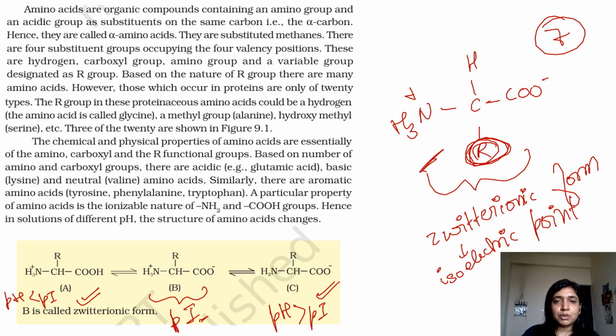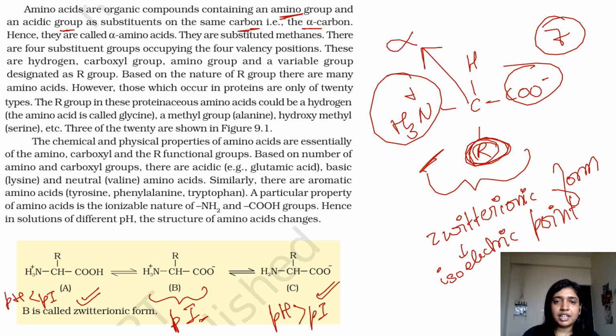Amino acids are organic compounds containing an amino group, which is this one, and an acidic group, which is this one, on the same carbon. That is the alpha carbon. Hence, they are called alpha amino acids. They are substituted methanes. So this compound actually comes from methane, which is CH4, right? There are four substituent groups occupying the four valencies of the carbon. These are hydrogen, carboxyl, amino, and a variable group known as the R group, like this one.